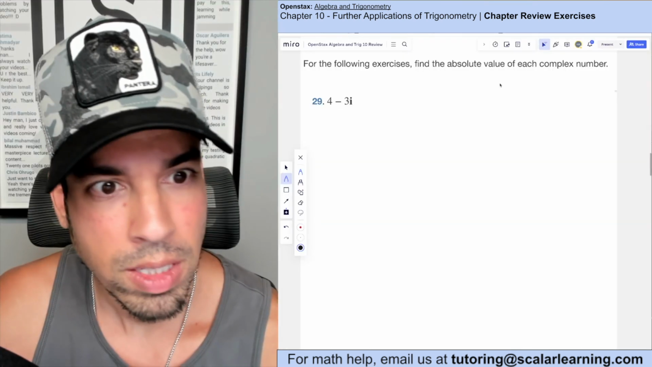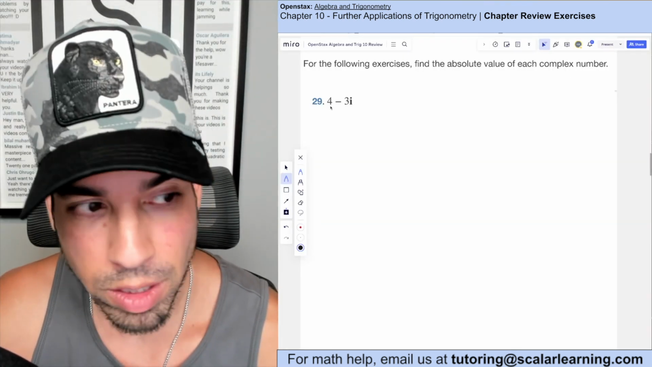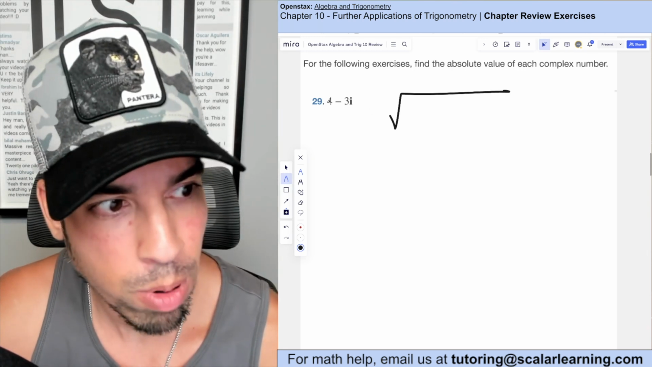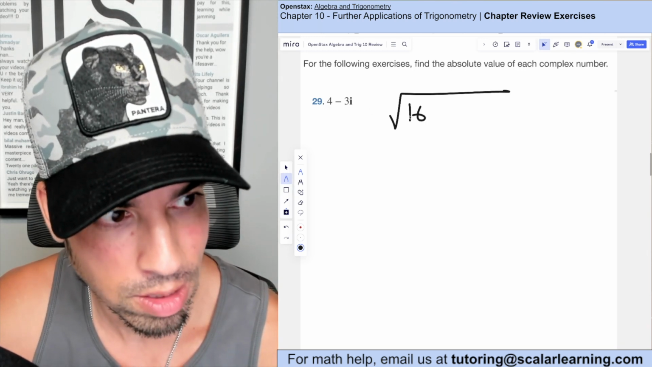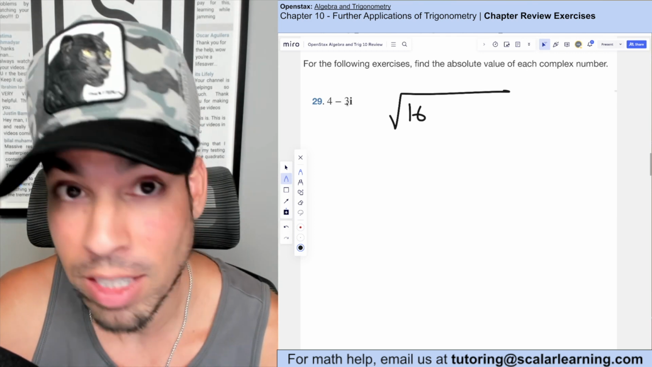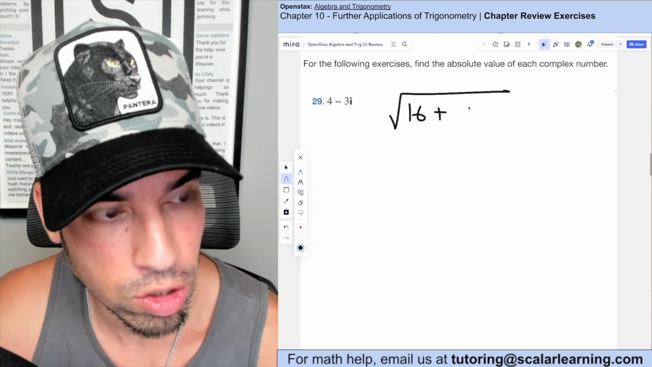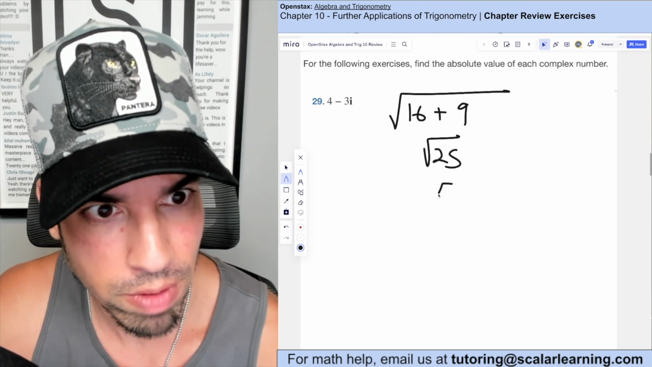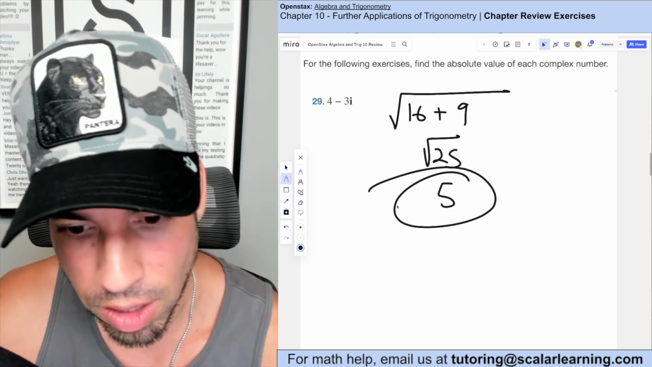Done. To find the absolute value of each complex number, what we're going to do is take the square root of the real part squared, 4 squared, which is 16, and then we have negative 3, that coefficient squared. Negative 3 squared is 9. We add them together, we get the square root of 25, which evaluates to 5. That's the absolute value. Done.